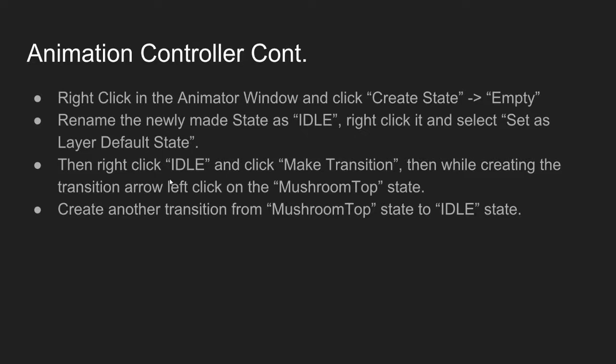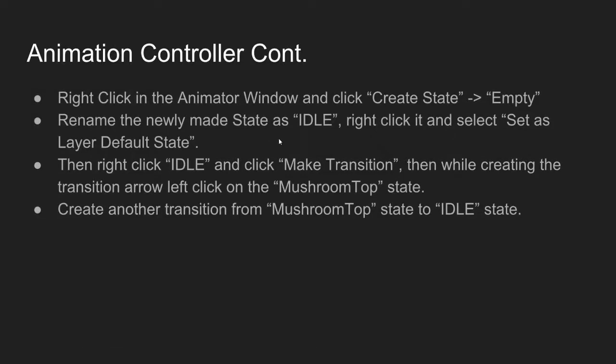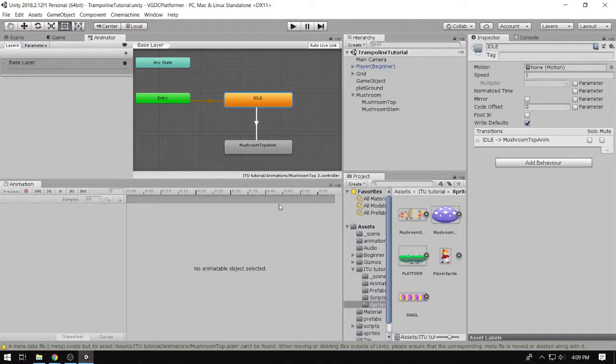So then right-click on the idle animation and click Make Transition. As you do that, you will see that you will have an arrow. You can move it around, and then select the mushroom top animation. So now we're making a bridge between those two animations. Okay. Then you're gonna do the same thing the other way around. So right click on the mushroom top animation, and then make one to idle.